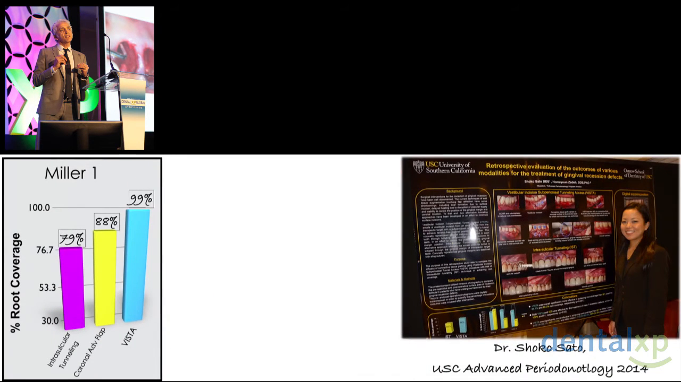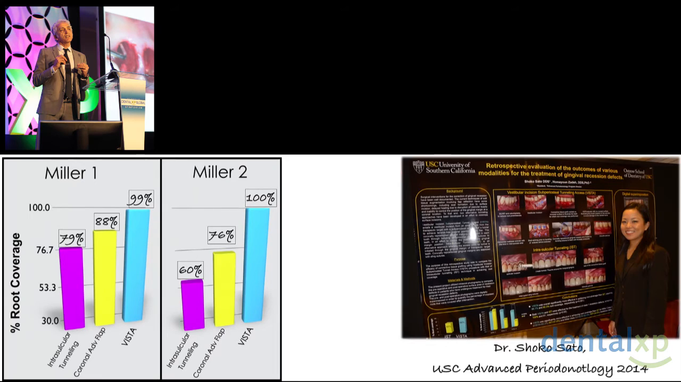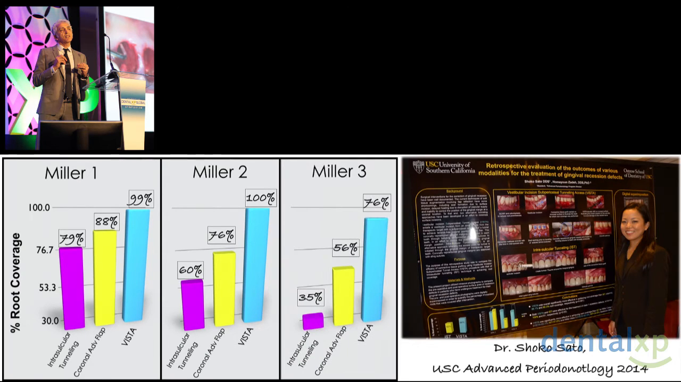And when we look at different Miller classes, Miller class 1 and 2, almost 100% root coverage with Vista, compared to significantly less with other techniques. And even with Miller class 3, we were able to achieve 76% of root coverage. So again, these are cases done by perio residents, some of them doing this for the very first time.